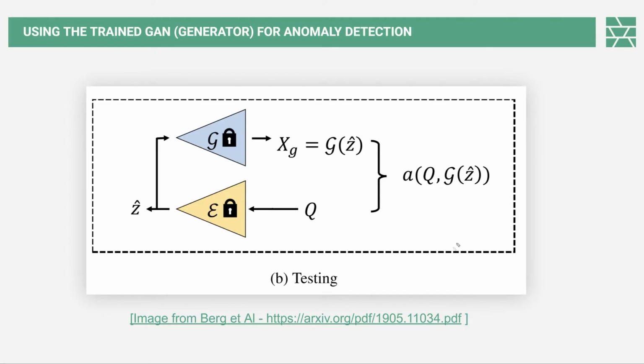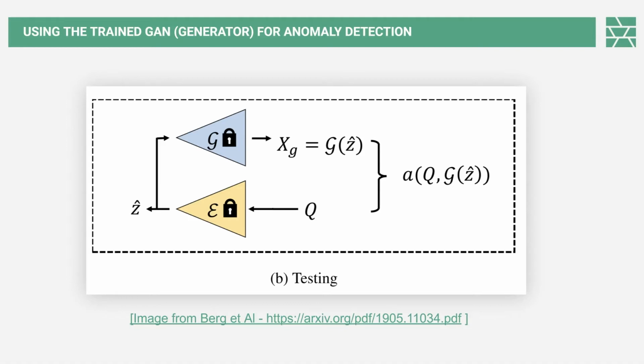So this is going to be our transaction that we want to classify as anomalous or not anomalous. And we feed it into our encoder. It generates Z hat, and then we feed Z hat through the generator, and we get out G of Z hat. So the difference between these two, the output of the generator, G of Z hat, and the input Q, that's going to be how we define our anomaly. So we'll have a function called A, which takes those two inputs, and it will return back the difference or the level of anomaly of this particular transaction.